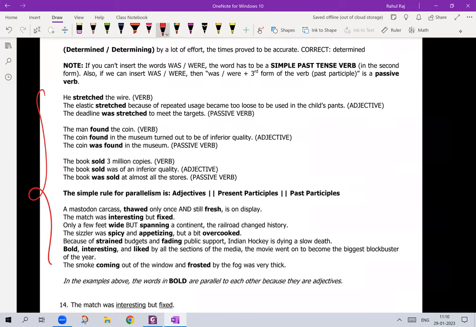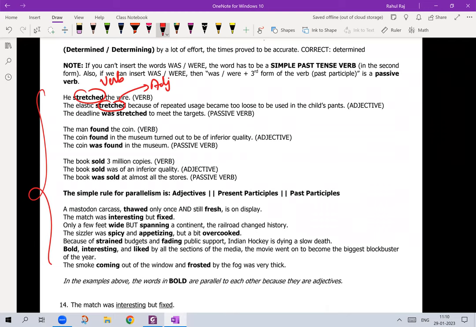Now, these are some small sentences which you should exactly know. You should remember and understand them. These are the two statements that you should remember so that you will never have a problem in choosing what is an adjective and a verb. When I say "he stressed the wire," what do you feel stressed is? Because if I remove stressed from here, the sentence becomes "he the wire," which makes no sense at all. So this is a verb. But when you say "the elastic is stressed because of the repeated uses," the actual sentence is "the elastic, stressed because of the repeated uses, became too loose to be used in child span." So please understand here this stressed is an adjective. Anyone has any problem, please ask me. These are the normal distinctions which you should 100% know.